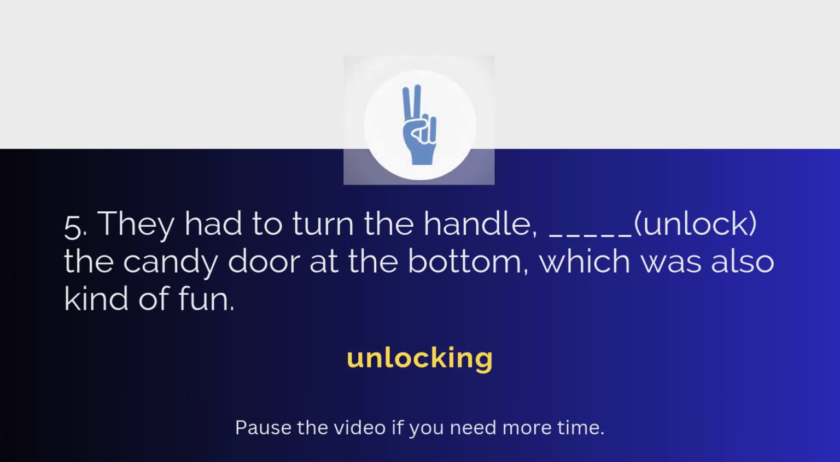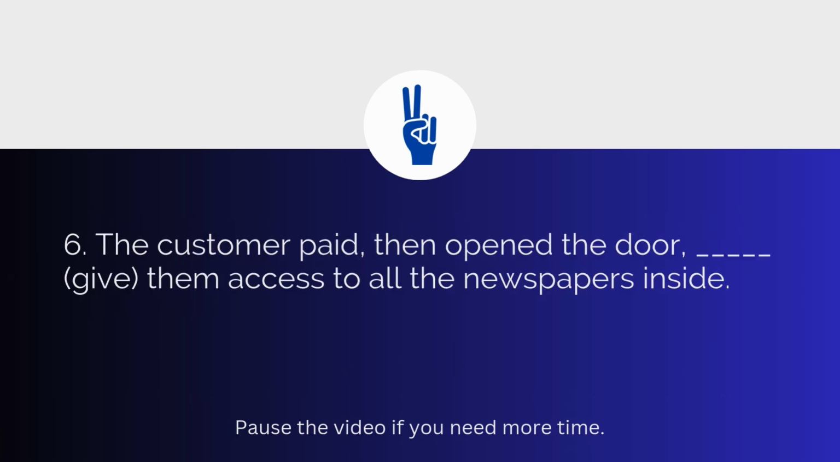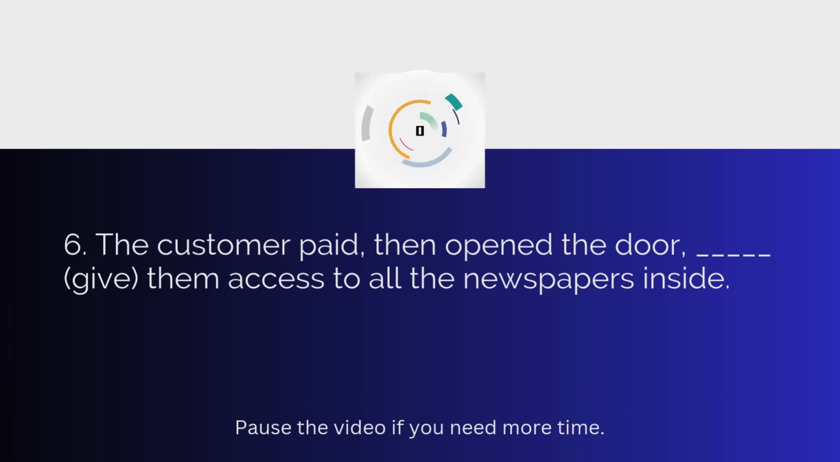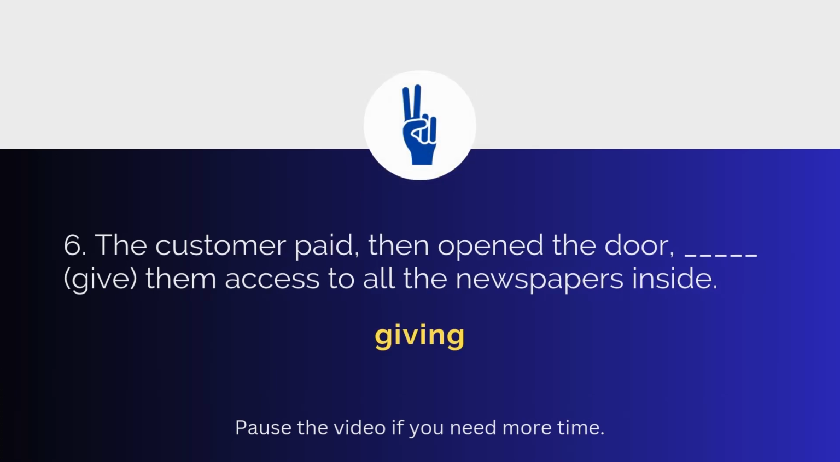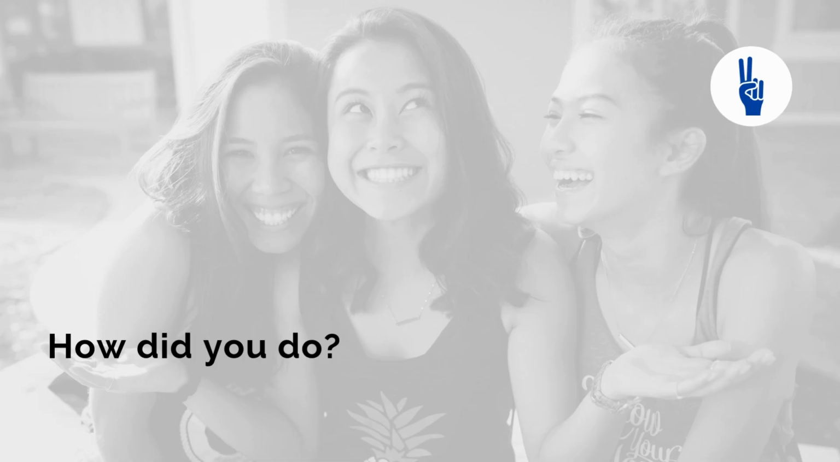The answer is unlocking. Number 6. The customer paid, then opened the door, give them access to all the newspapers inside. The answer is giving. How did you do? Did you get a perfect score? If not, that's alright. Let's do better next time.